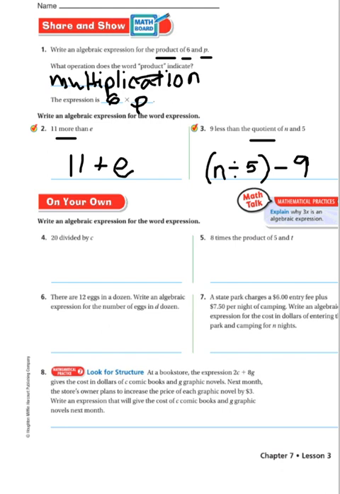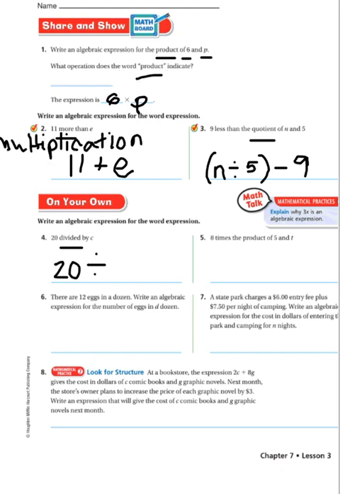I'm going to do a few on your own with you guys. Write an algebraic expression for the word expression. 20 divided by c. This one is easy. Divided by, you're going to do division, and you're going to use the division sign. So 20 divided by c.